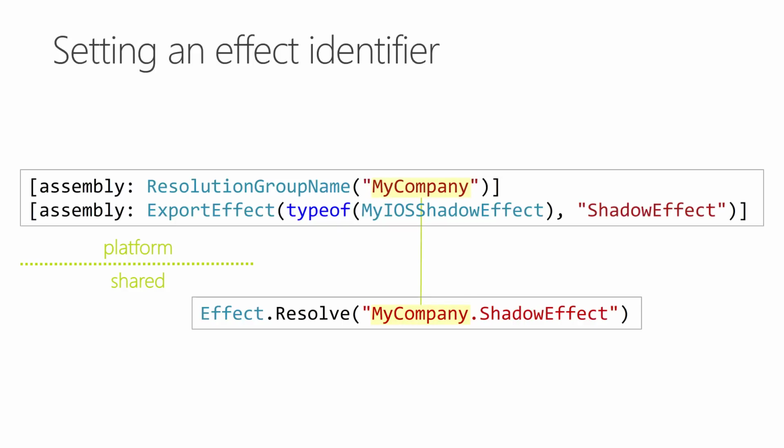Those two parts are then defined in each platform assembly through some assembly level attributes. The resolution group name, that identifies the first part, that's the company name. And that's prepended on every exported effect in the entire assembly, so you only need that once per project. The export effect attribute identifies the effect name itself, and you'll need one of those for each effect. And notice how it's identifying the effect name and the type of the effect. That's how it's going to find the actual code to execute.